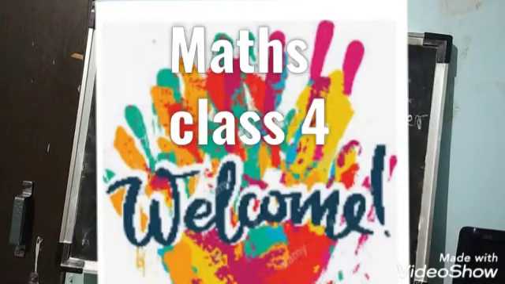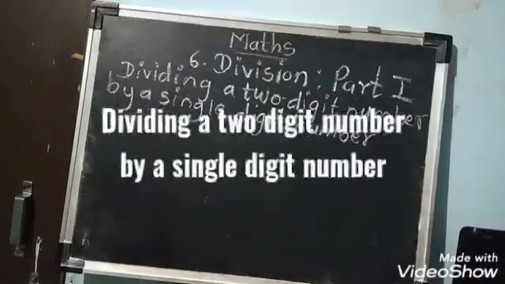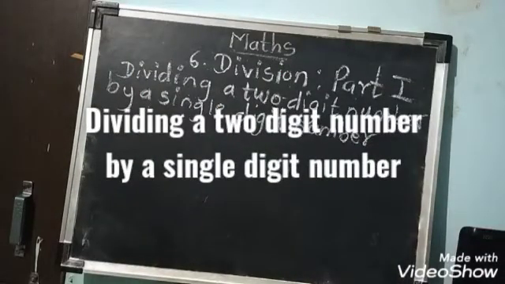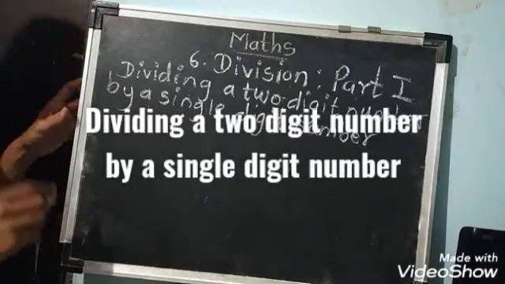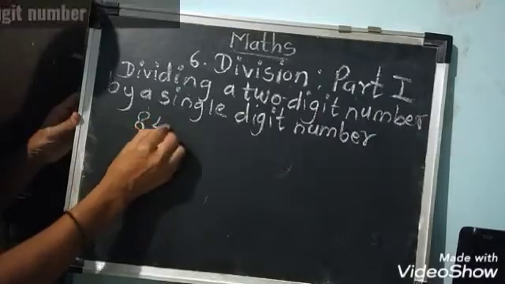Myself Smita teacher. Students, open your maths textbook page number 34. New point, we are going to learn dividing a two-digit number by a single digit number. Single digit means one digit number. See, dividing a two-digit number by a single digit number.